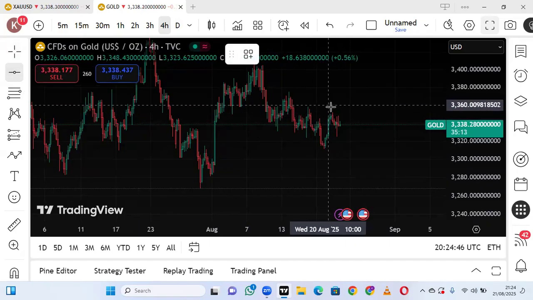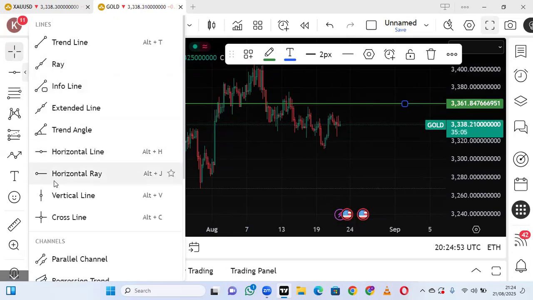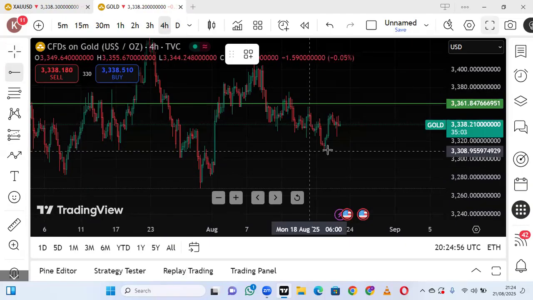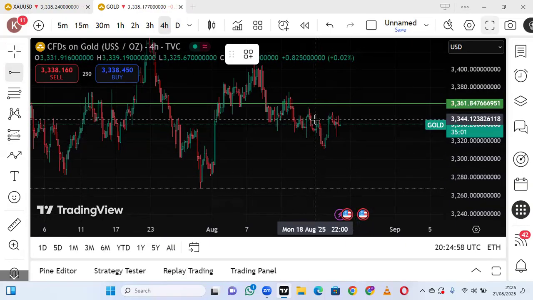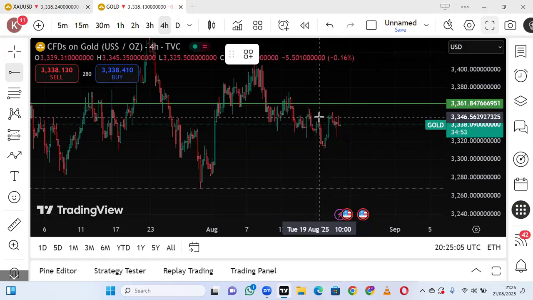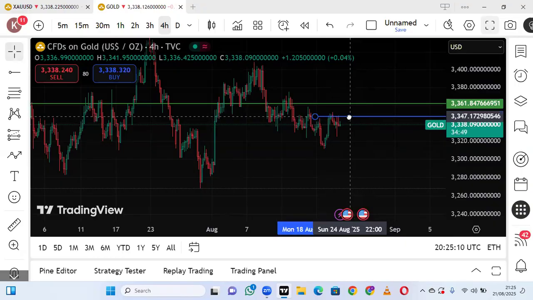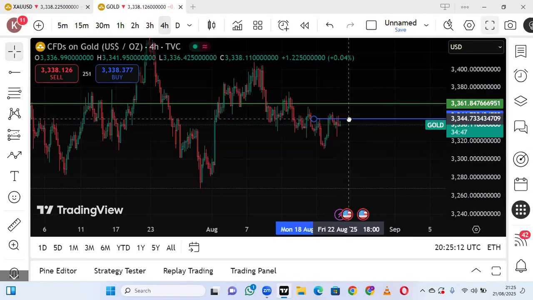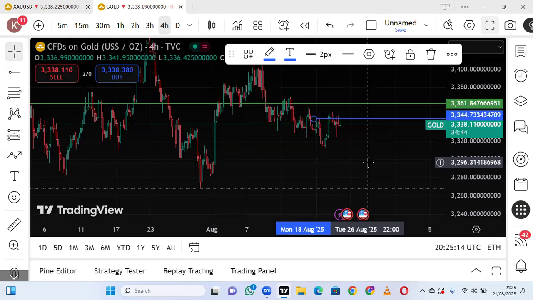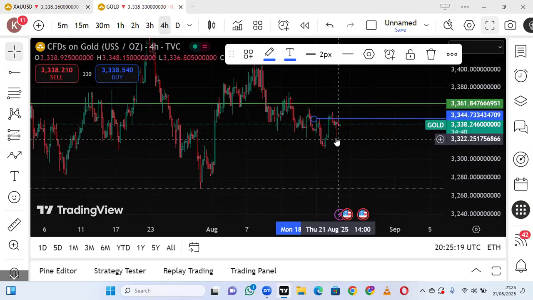This place. Because there was a break of structure at this point, which is here. Let me zoom in. This point. There was a break of structure there at this point. So you can see it has already filled this space here.